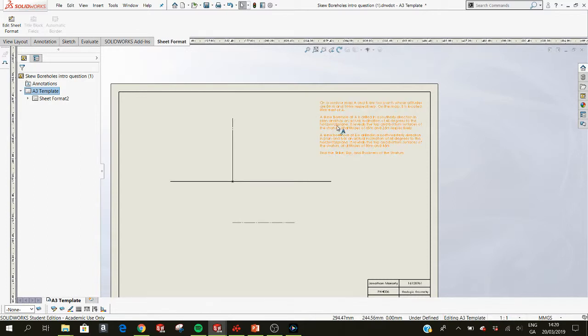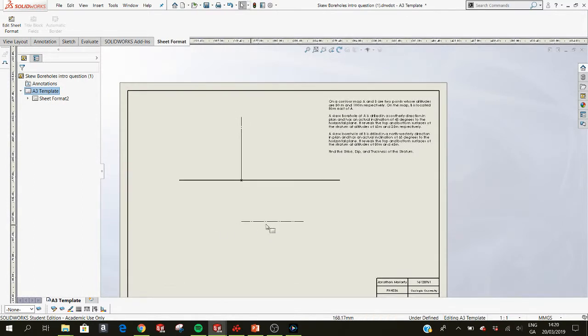B is located 80 meters east of A. So I've got a line here at the bottom. Point A is here, and point B is over here, and that line between them would be 80 meters in the eastern direction. So if we look at the Skew borehole A, it's drilled in a southerly direction in plan and has an actual inclination of 45 degrees to the horizontal plane.